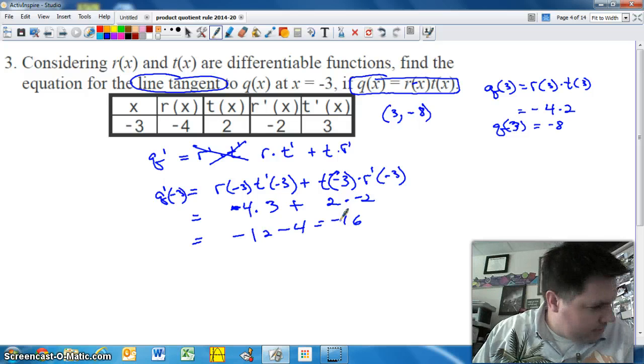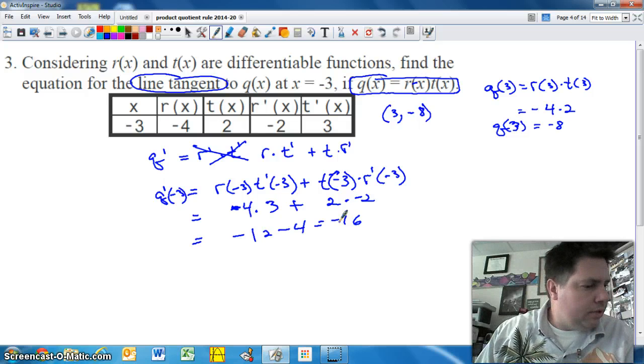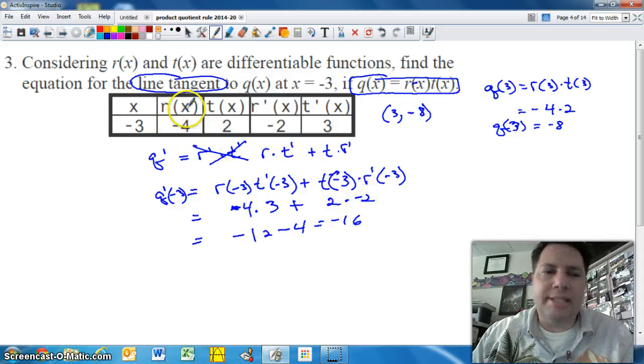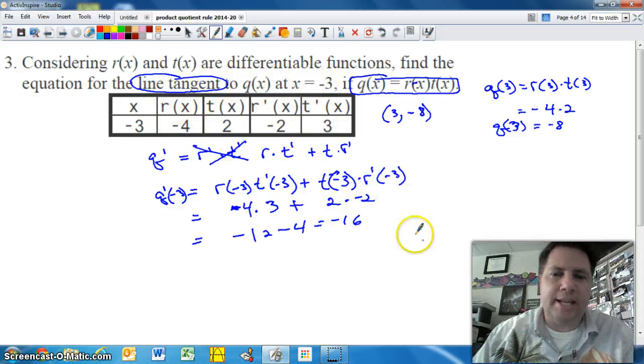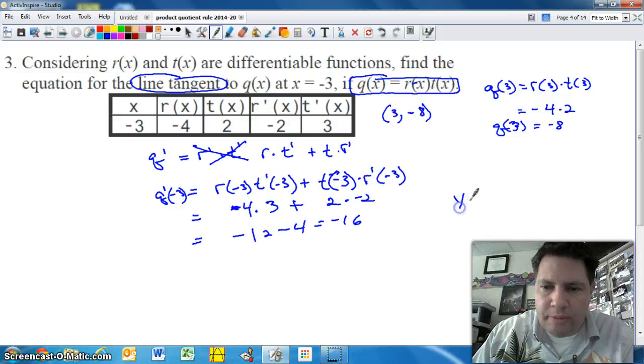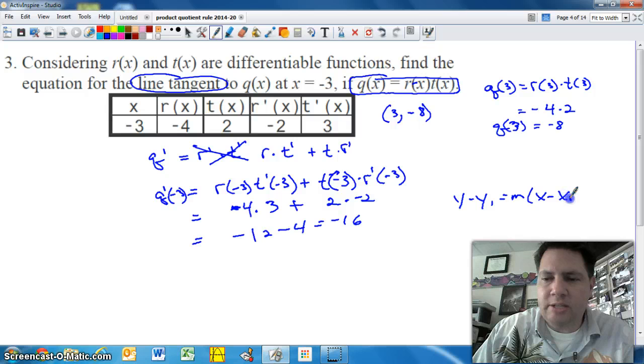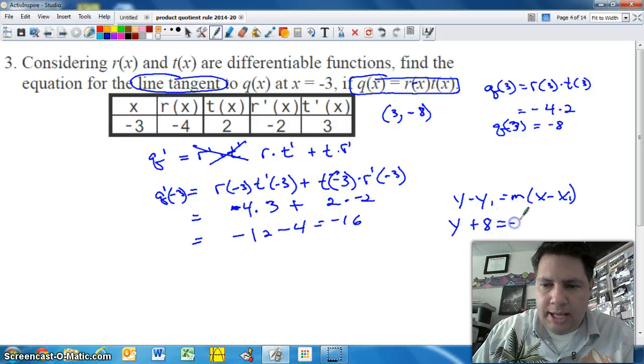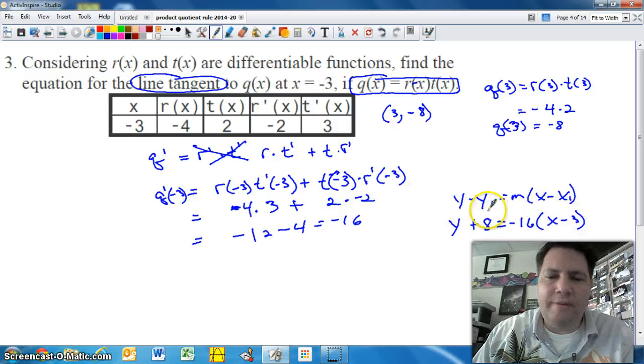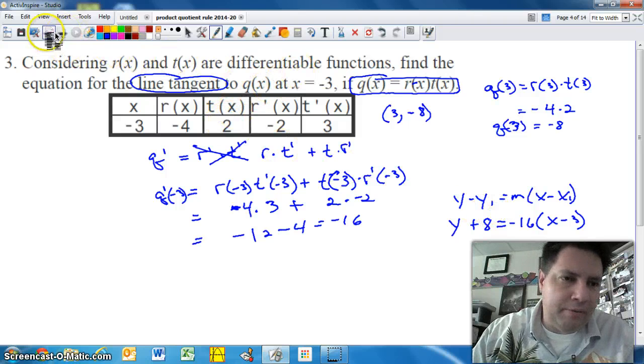So, did I do that right? I'm checking my work. Yep. But they didn't say stop at slope. It said find the equation of the tangent line. So now we've got to use our good old point slope formula. Y minus y1 is equal to m times x minus x1. And so we end up with y plus 8 equals negative 16 times x minus 3, and we are done. You don't have to rearrange it unless you really want to, and I advise against it because too many people make mistakes. And the final one, number 4.